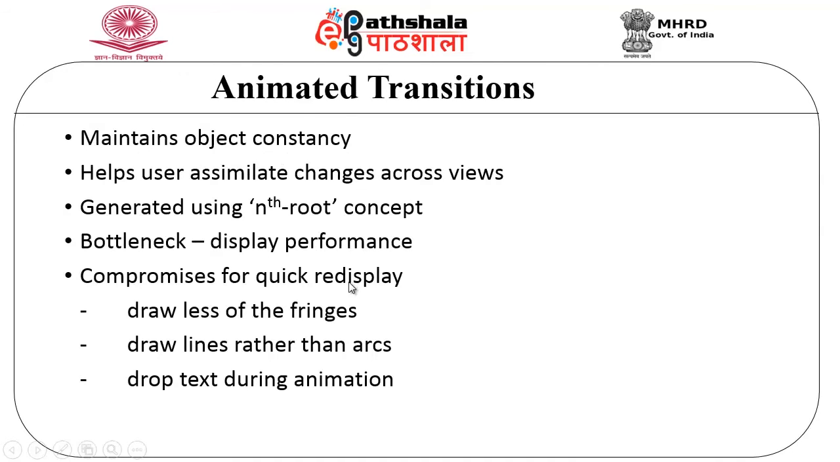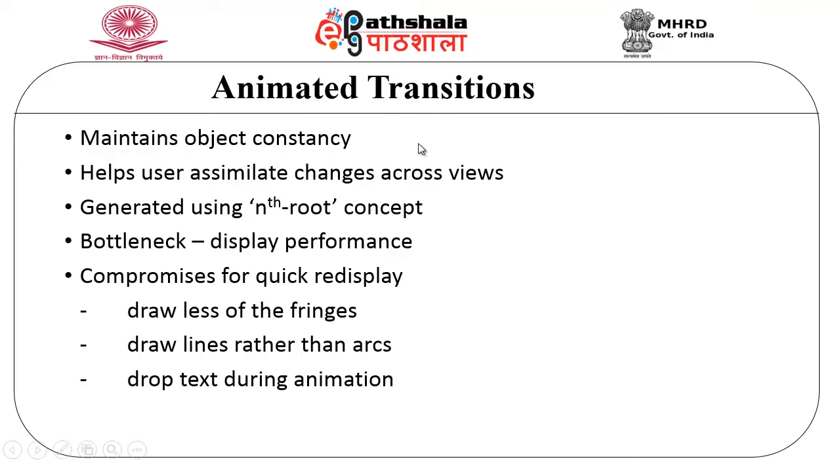So to avoid this, the most direct translation between points is specified and a rotation about the point is made. Some of the issues in animated transitions are that we try to maintain object constancy and help the user assimilate the changes across various views. So we try to generate using the nth root concept. The bottleneck here is the display performance.